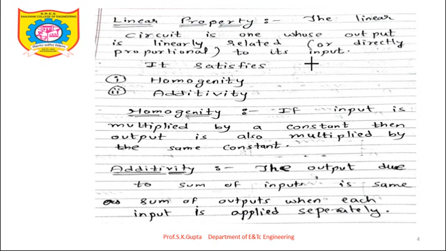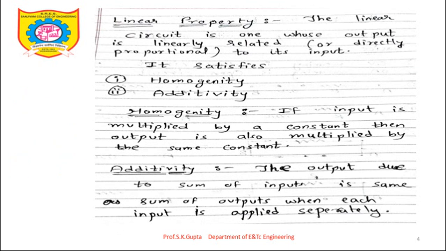Then it satisfies two properties. First one is homogeneity and second one is additivity. What is the meaning of homogeneity? If input is multiplied by some constant, then output is also multiplied by that same constant. Suppose your input is 2 and output is 10. If you multiply the input by a constant, let us say 3, so 2 into 3 is 6, then your output is also multiplied by that constant, that means 10 into 3 is 30.